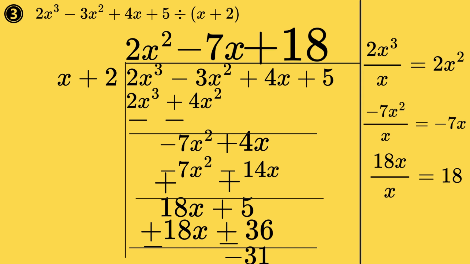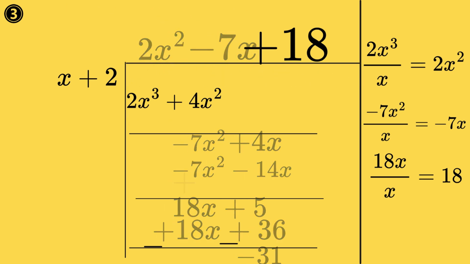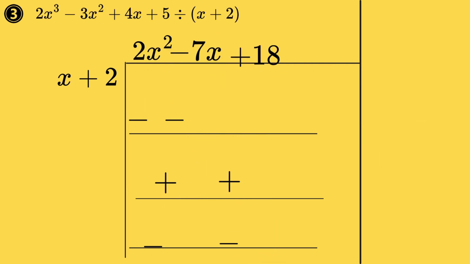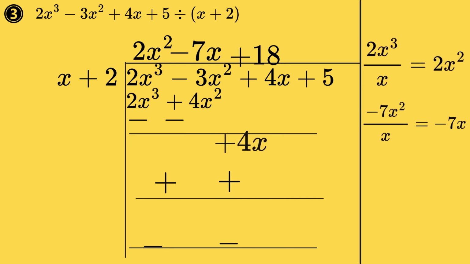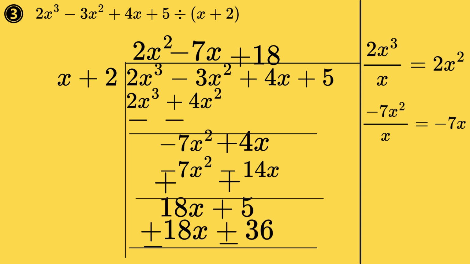Therefore, for the next step, we will multiply 2x square by 2, which will give you 4x square. Now we will put 2x cubed plus 4x square below 2x cubed minus 3x square and subtract it from them to give us minus 7x square. Now our next step is to divide minus 7x square by x, which will give us minus 7x. This will become the next term of our quotient.